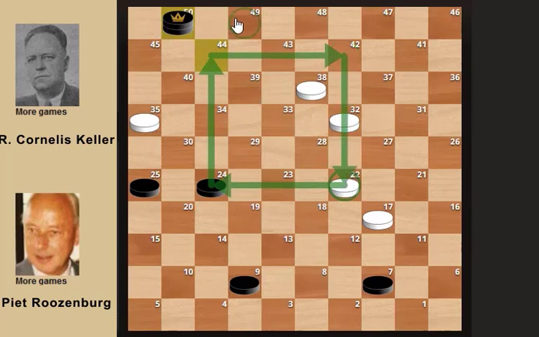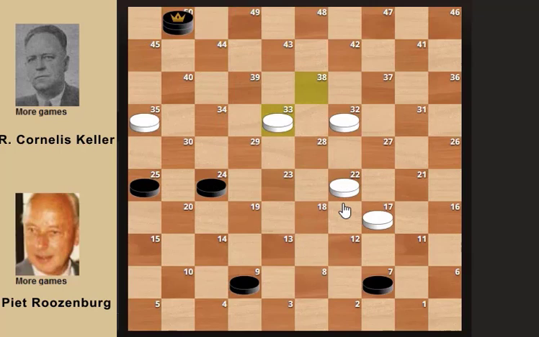So if we draw the square, the positions surrounding the vertex at 44 are 50, 49, 39, and 40. So he decided to move to 50. He moved to 50 to prevent 22 from moving to 18. Okay, so Keller had to give out these two pieces. And then Roozenburg took the piece and moved to 41.